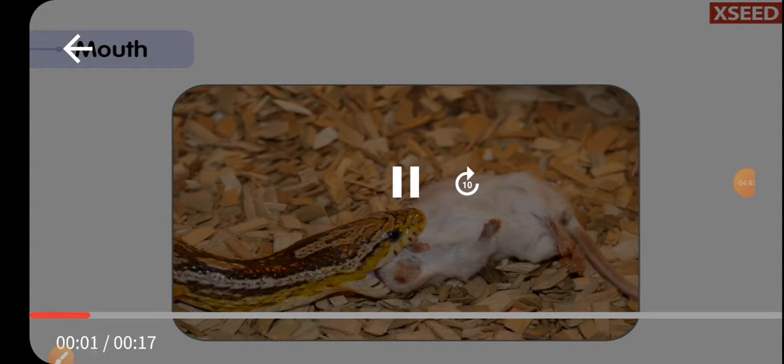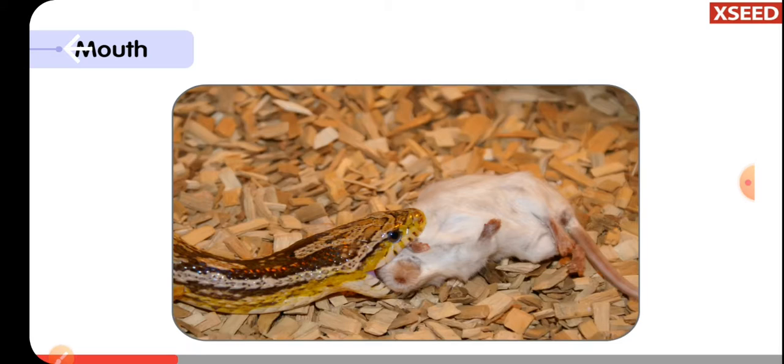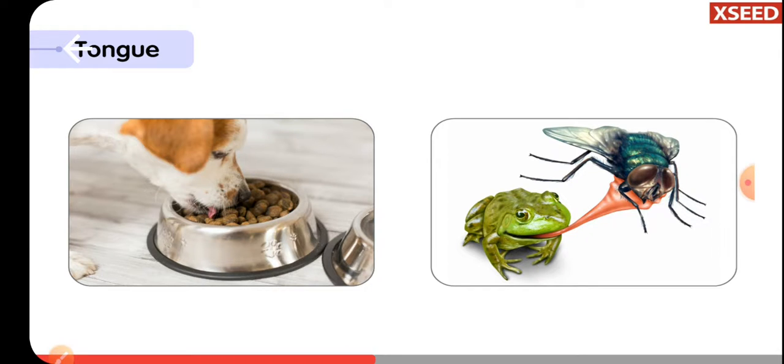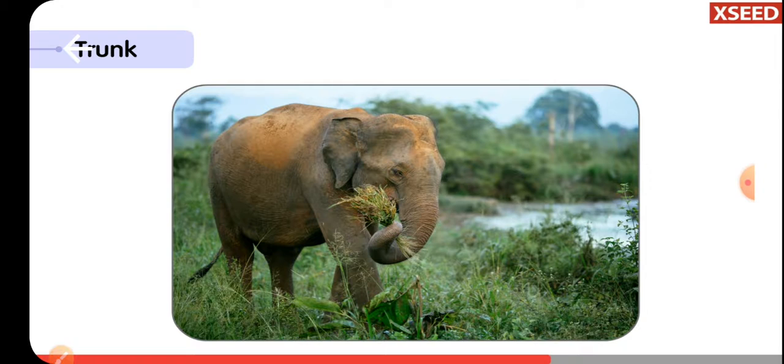A snake uses its mouth to swallow food. Think about how dogs and frogs use their tongues. An elephant uses its trunk to eat.